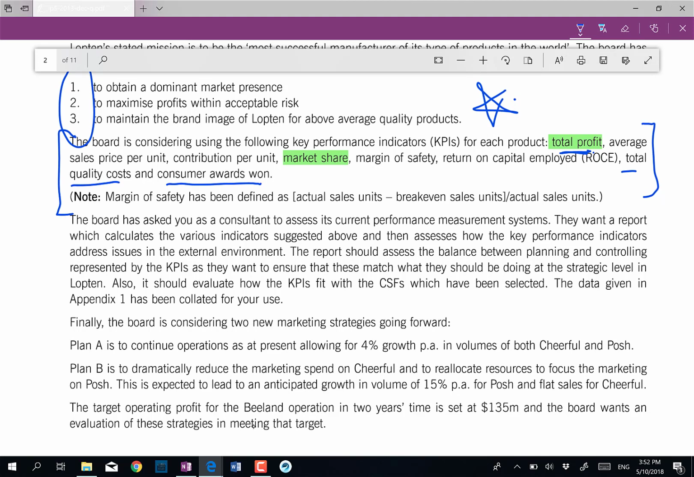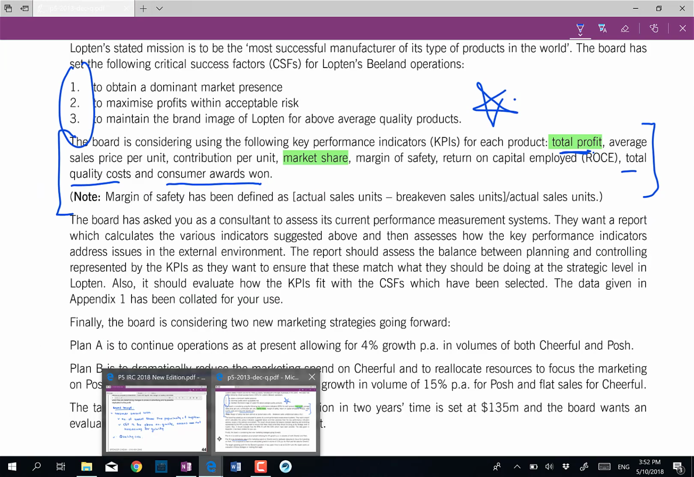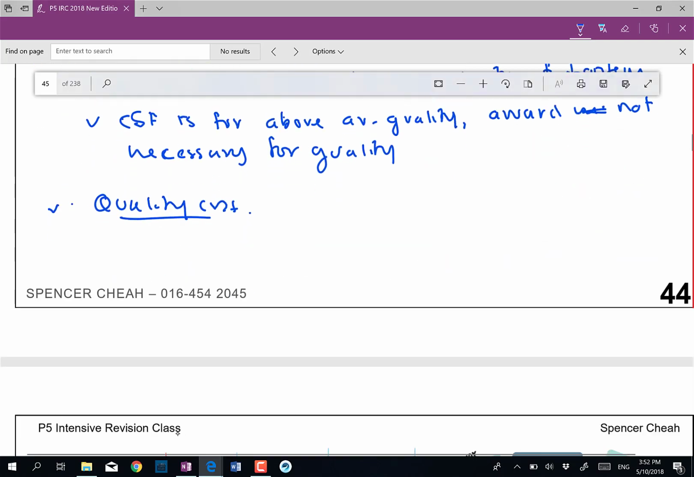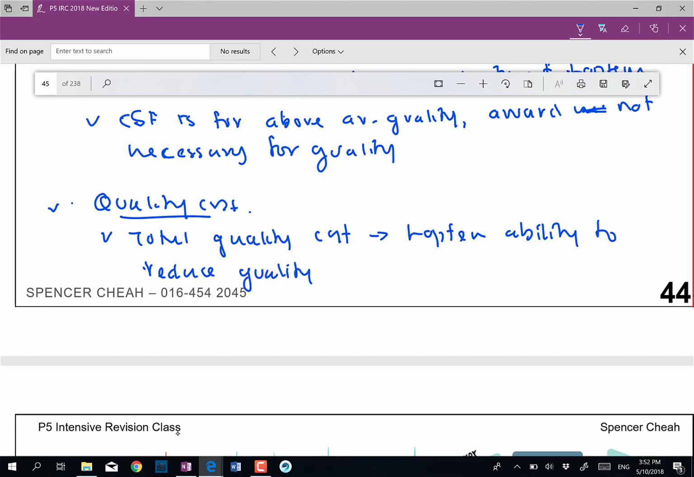Total quality cost. So Lopten's ability to reduce quality costs indicates improvement in quality.